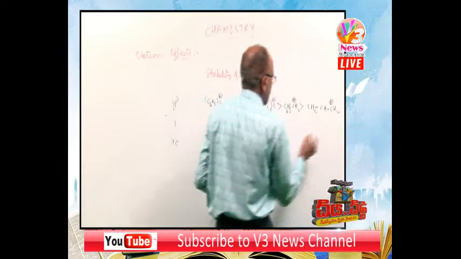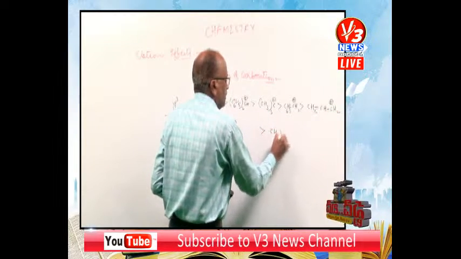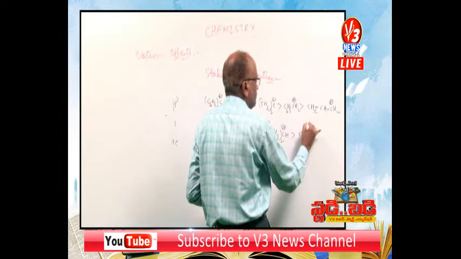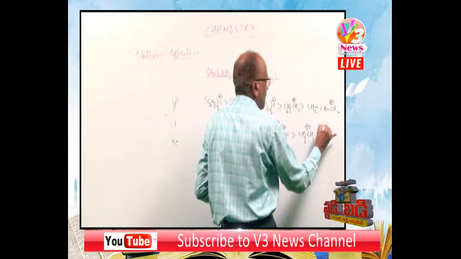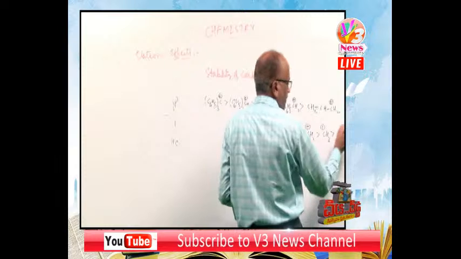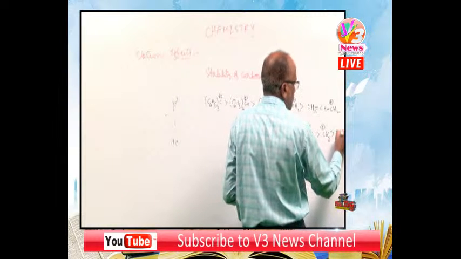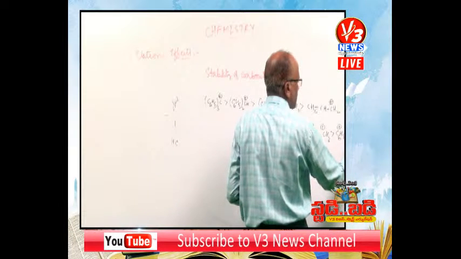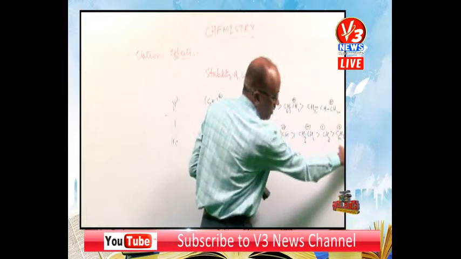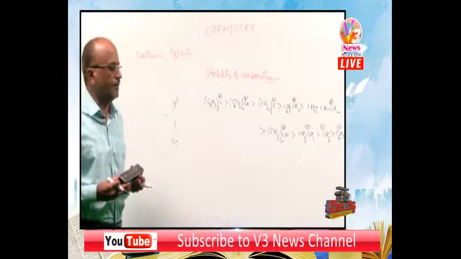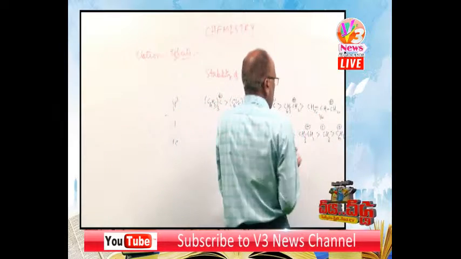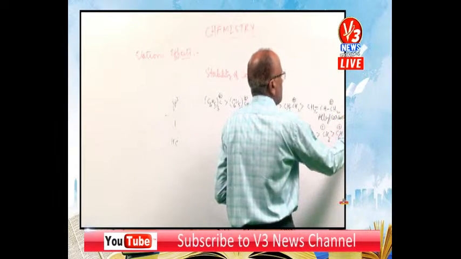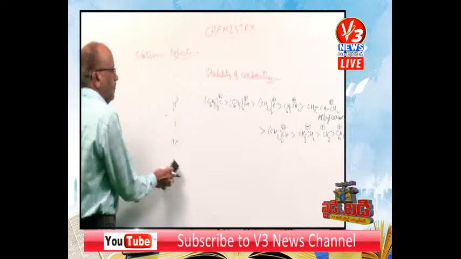this is the allyl carbocation, then isopropyl, then ethyl, then methyl, then phenyl, C6H5 plus, then vinyl, CH2 double bond CH plus. These are the least stable carbocations. This is the stability order. This one is called the allyl carbocation, and it is also stabilized by resonance.